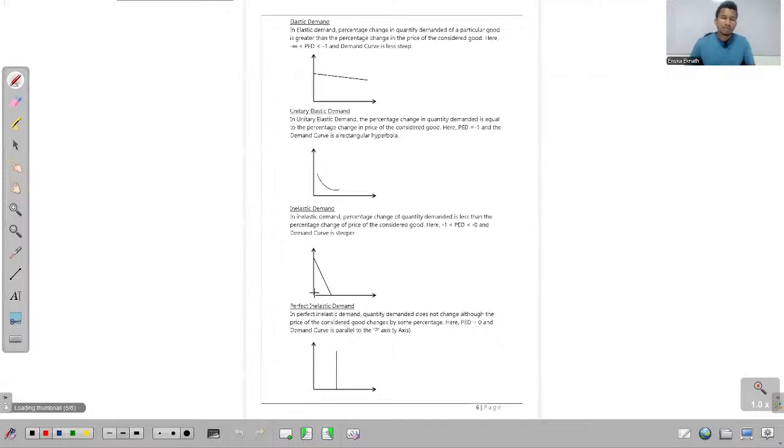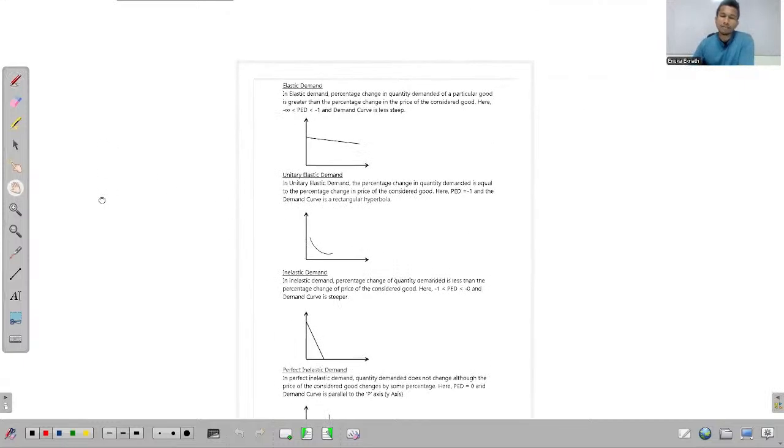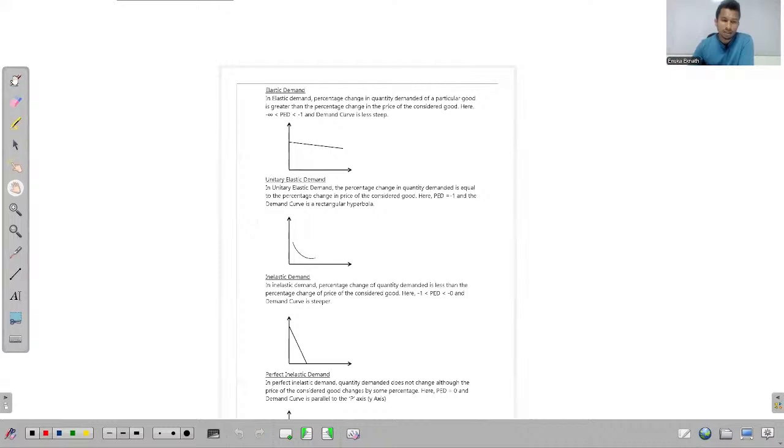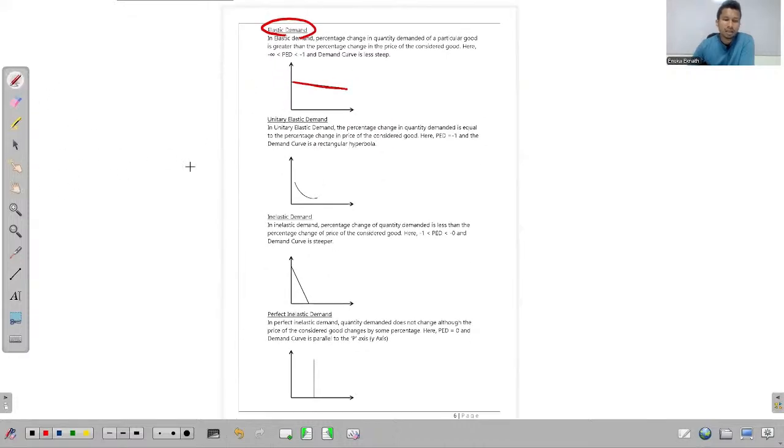If you just try to recognize the differences in terms of the diagrams, when you draw the diagram for elastic demand, the slope is very small, less steep. But for inelastic demand, it's much steeper, right? And if you draw a curve for a good having a unitary elastic demand, the demand curve will look like this, and this shape we recognize as a rectangular hyperbola.